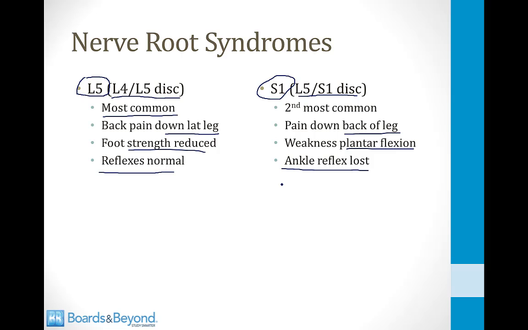There's weakness to plantar flexion, and importantly, the ankle reflex is lost. And if you're trying to remember these for step 1 of your boards, just remember that the ankle reflex is lost in an S1 nerve root syndrome. The reflexes are normal in the L5 syndrome. That will usually help you distinguish the two in a board question.